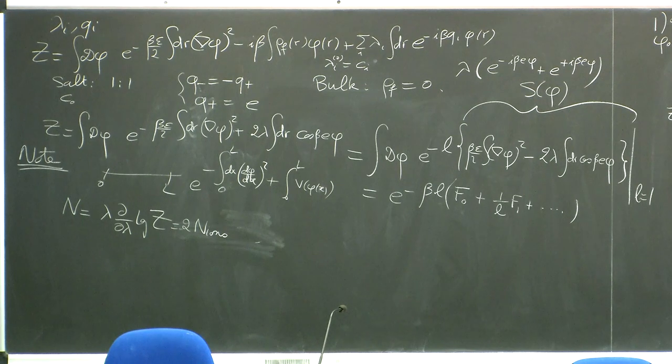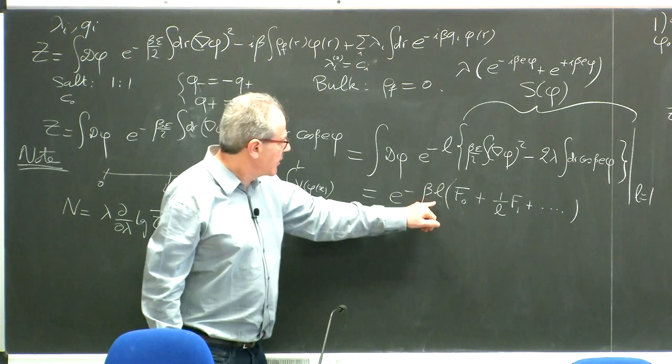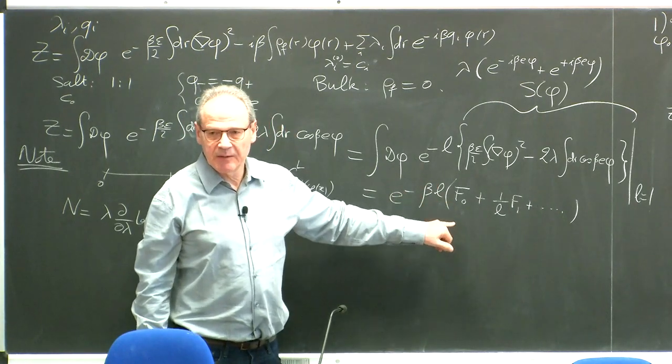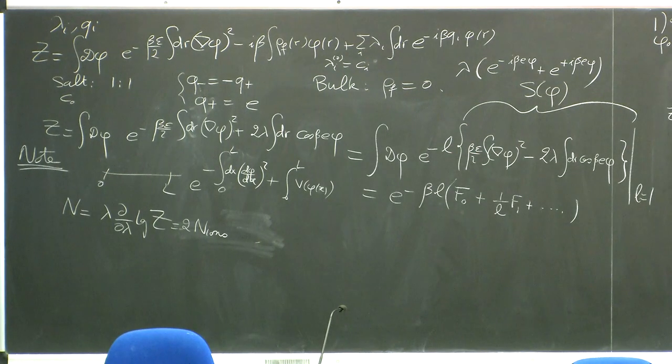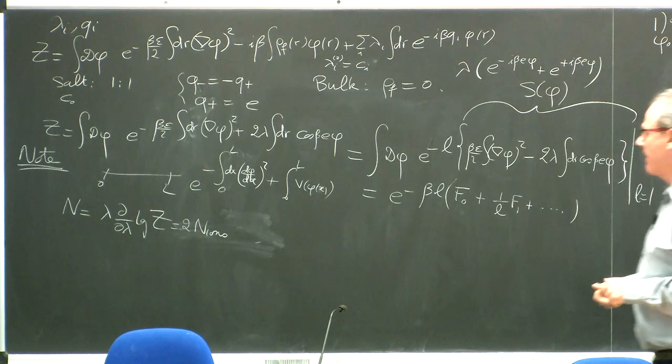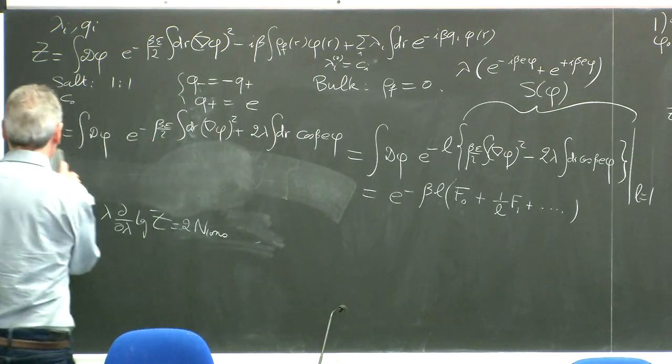Sorry? Not really. It's because I am doing the expansion in powers of L. So the first order term is e to the minus beta L F zero, and here I have L also, so I don't put L equals one yet. I identify order by order. Okay? So this was simple enough.